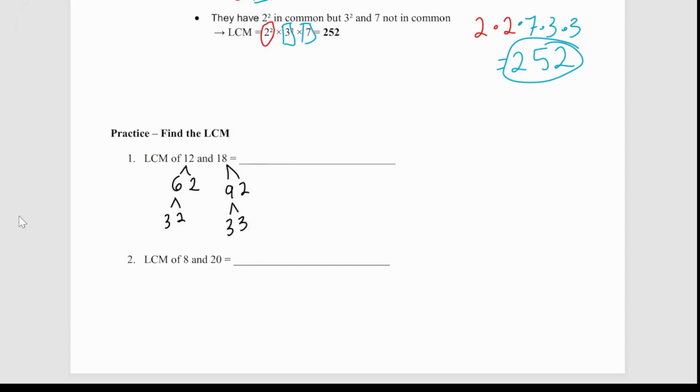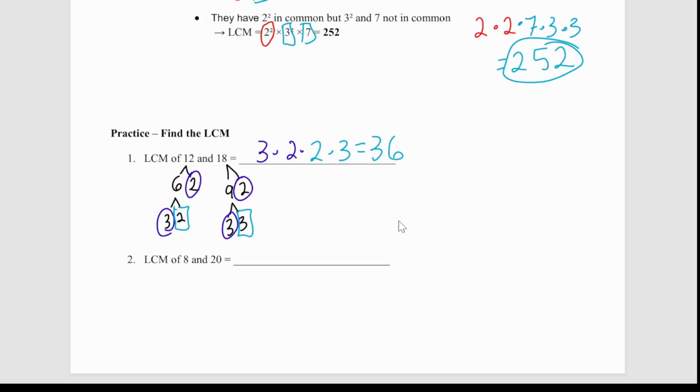Then I'm going to start noting what they have in common. So they have a 3 in common. Great. They have a 2 in common. Great. And then what do they have not in common? They don't have that 2 in common, and they don't have that 3 in common. And now I'm ready to just multiply these all together. So 3 times 2 times 2 times 3. That's going to get me 36. So their least common multiple is 36.